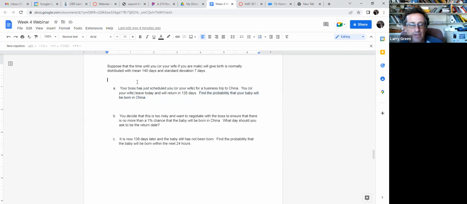All right, so what I'm going to do first, before I even read A, I'm going to write X, and then I'm going to write tilde, N, because we're told it's a normal distribution, 140, 7. Any questions on taking this first sentence and turning it into our normal distribution notation? It makes it a lot easier to read the numbers out.